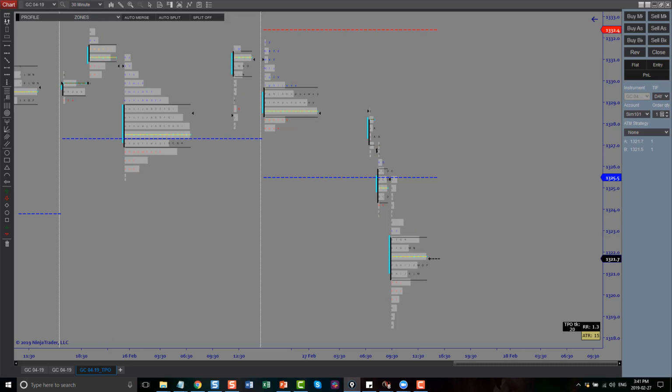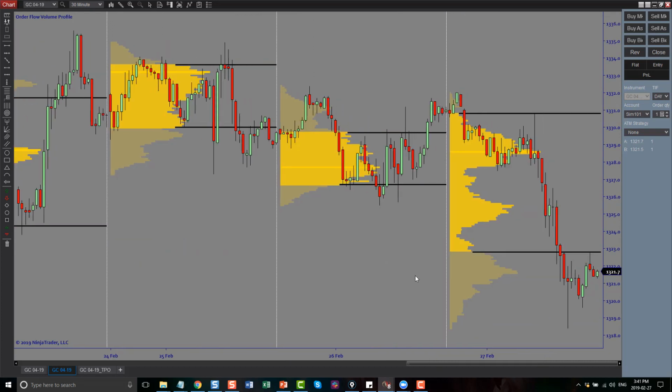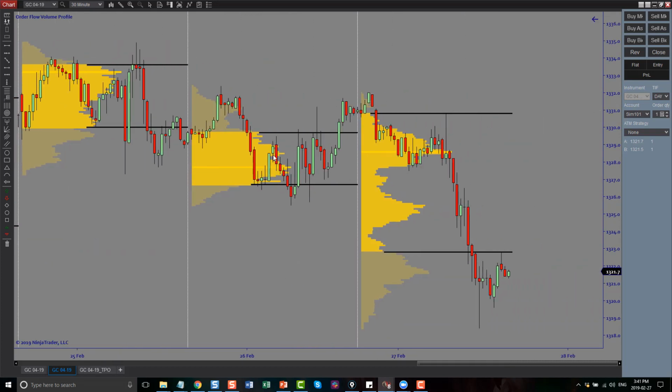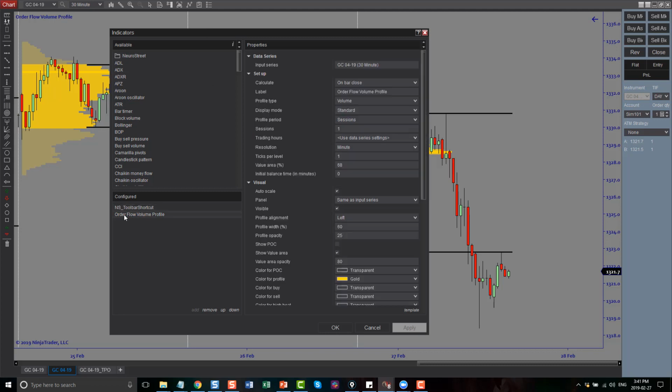Now, if you're not using our volume or market profile software and you're somebody that's just new to our environment, NinjaTrader has a basic version of market profile, volume profile. I've loaded the defaults here on purpose. It says Order Flow Volume Profile. Maybe you're using another platform and you want to use our indicators in conjunction. It says Order Flow Volume Profile toolset.